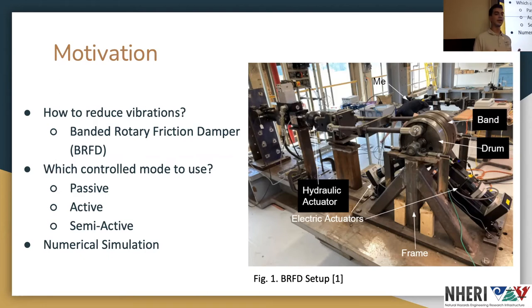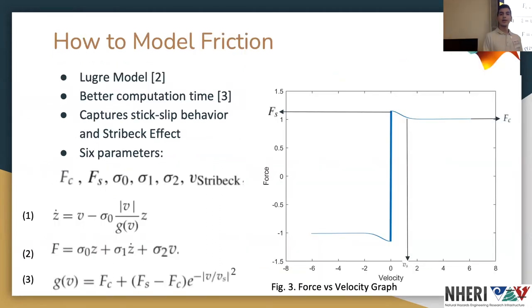And my research aims to find out which of these three modes the BRFD is best suited for to mitigate any seismic vibrations. And this is all done by way of numerical simulation in MATLAB. So since I'm modeling a friction damper, the first thing I need to know is how to model friction. And the friction model chosen for this research was the Lehigh model. And this was chosen apart from other friction models based on the fact that it has better computation time in MATLAB. It captures the stick-slip behavior and strideback effect that the BRFD often experiences. And the fact that it has relatively fewer parameters, namely these six listed here.